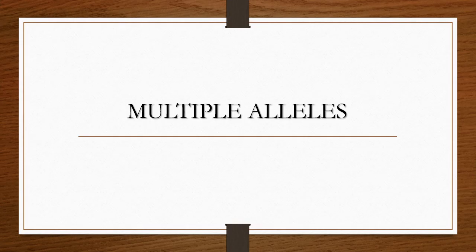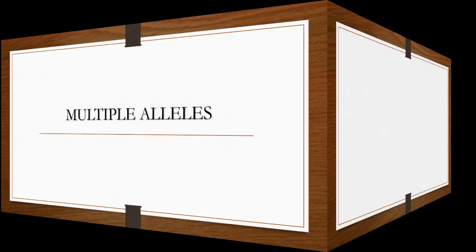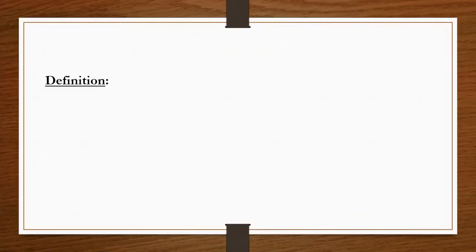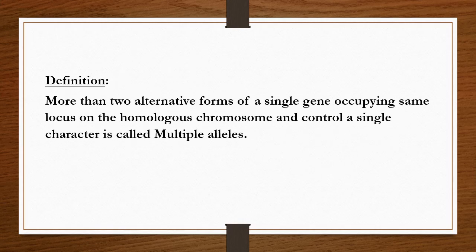Multiple alleles. Multiple alleles can be defined as more than two alternative forms of a single gene occupying the same locus on the homologous chromosome and controlling a single character. The example is the ABO blood group system.